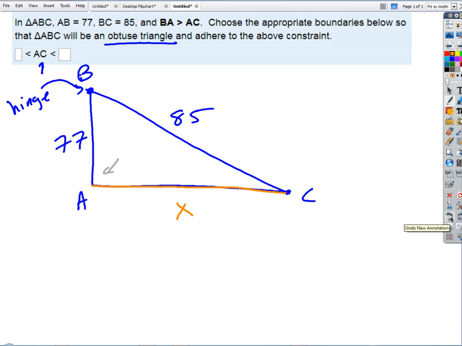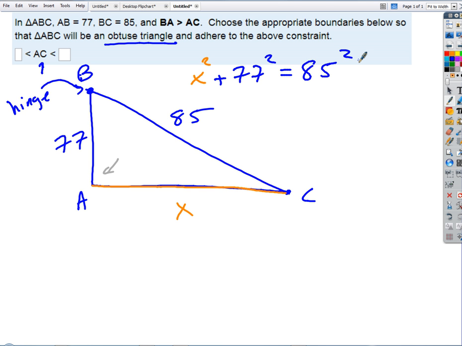Yeah, Pythagorean theorem, right? Because this is a right triangle here. And so I could say x squared plus 77 squared equals 85 squared. And just solve for x, right? What would I do to solve for x squared there? I could turn these into numbers, right? Okay, so if I do that, you get big numbers.